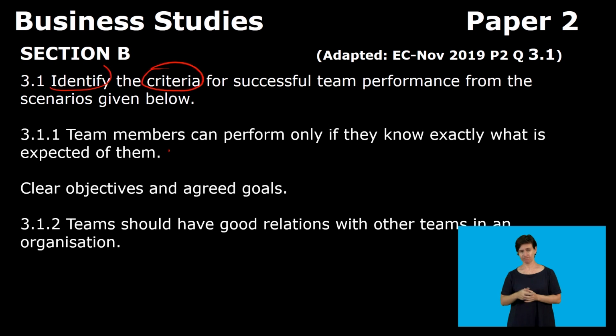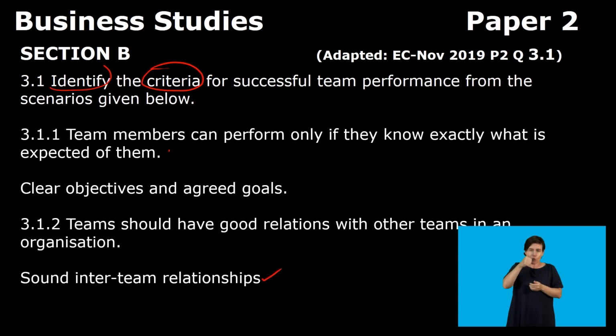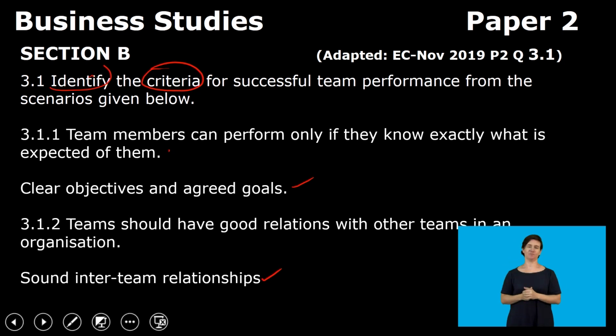Right, 3.1.2. It says teams should have good relations with other teams in an organization. So again, identify the criteria. So what do you think is the correct answer for this one? All right, there's the answer: sound interrelationships. So those are the 2 answers we have identified. We did not explain. So that is a bit of a lower order question.